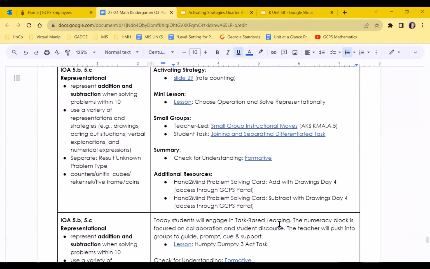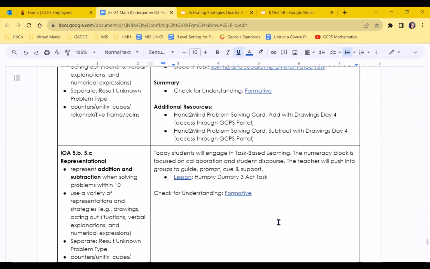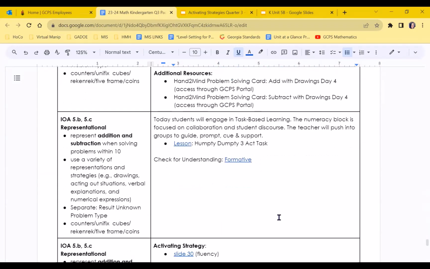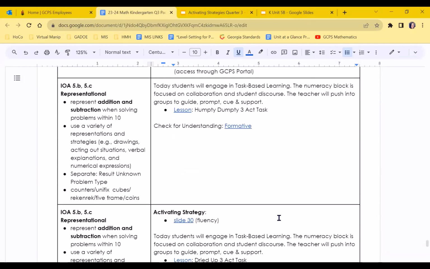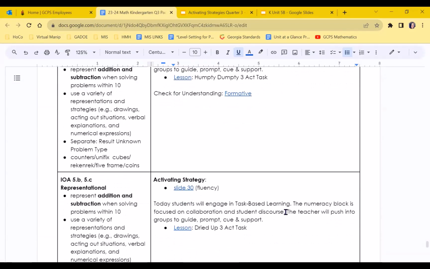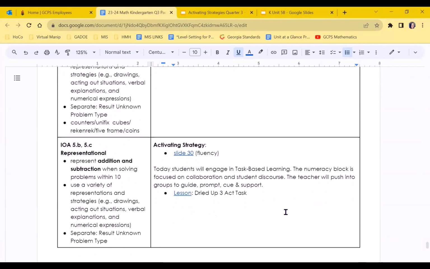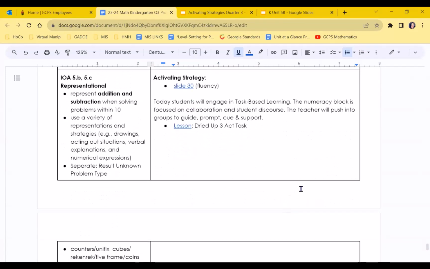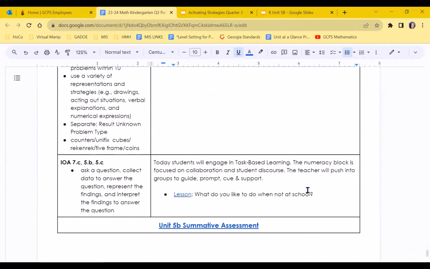It is important to note we do not teach students keywords for adding and subtracting. Teaching keywords leads to misconceptions, resulting in students grabbing numbers and performing an operation based on the keyword alone and disregarding the context of the problem. The last day of Unit 5B is paced to revisit IOA 7.C, in which students will experience the statistical reasoning framework as they collect, analyze, and interpret data to answer a question.